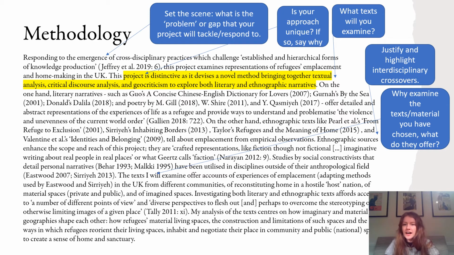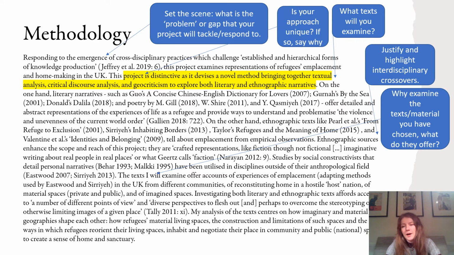So next, you need to justify and highlight interdisciplinary crossovers. I think this is really important, because just slapping in some interdisciplinary thing because you think it's trendy or you think it's snappy and people want to see interdisciplinary research, I think that does fall flat. I think if there is an interdisciplinary crossover in your research, you need to say why. Why have you done this crossover? Why is it relevant to your project? Why is it not just a tick box exercise because people like interdisciplinary research? You need to justify that. So basically justify everything that you're saying and don't just think of it as a tick box exercise.